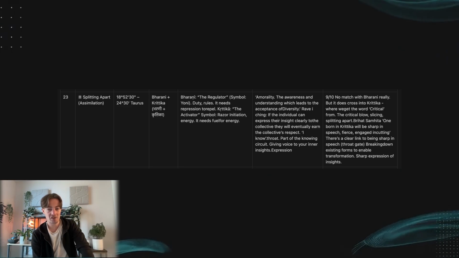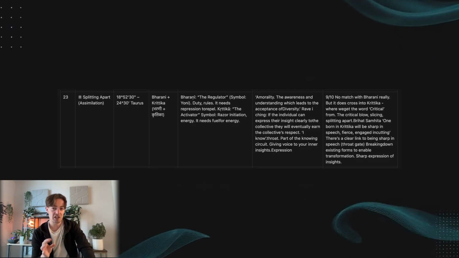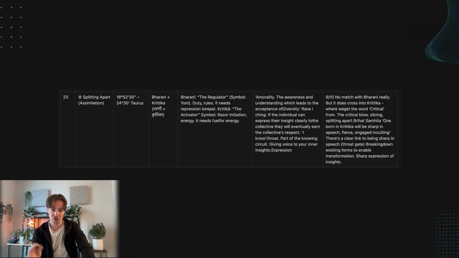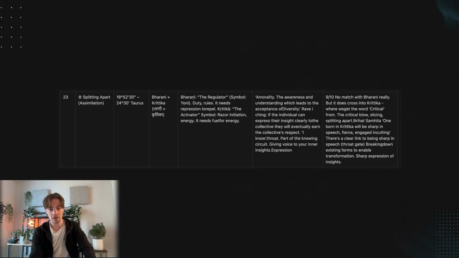So there is this universal skill, it seems, associated with this part of the tropical zodiac to do with very accurate speech, sharp mental insights provided to the other. So I had to give that a 9 out of 10. It matches very well.